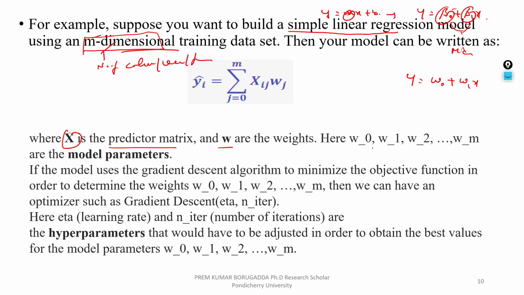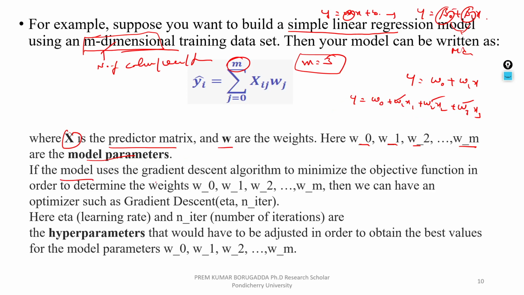Here w naught, w1, w2 up to wn are the model parameters. Suppose you take m equal to 3, which means y is equal to w naught plus w1 x1, w2 x2, w3 x3. The number of dimensions is equal to 3, so the number of features is 3.